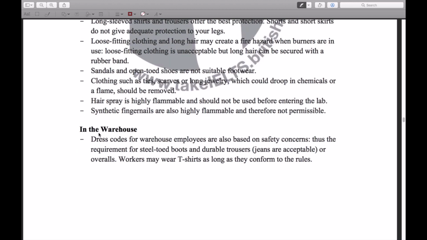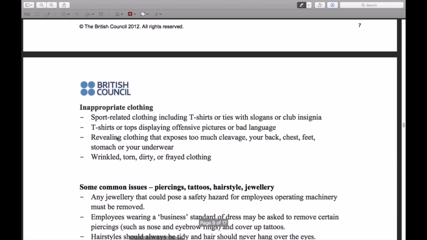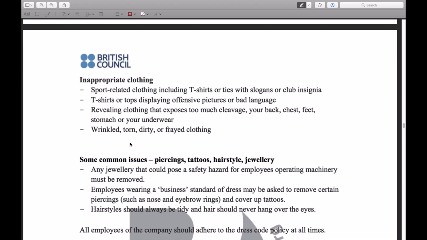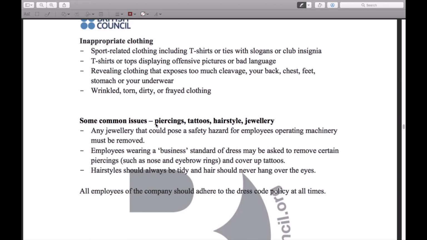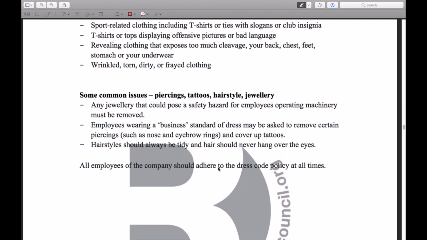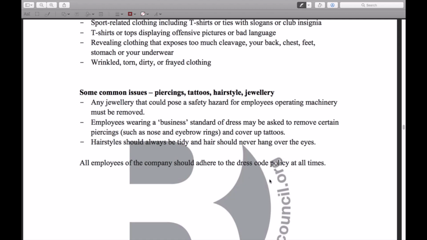In the warehouse, dress codes for warehouse employees are also based on safety concerns. Thus, the requirement for steel-toed boots and durable trousers. Inappropriate clothing. Sport-related clothing including t-shirts or ties with slogans or club logos, and so on. Some common issues: piercings, tattoos, hairstyle, jewelry. Any jewelry that could pose a safety hazard for employees operating machinery must be removed, and a few other things. All employees of the company should adhere to the dress code policy at all times. These are compulsory things. Right, let's read the first one.